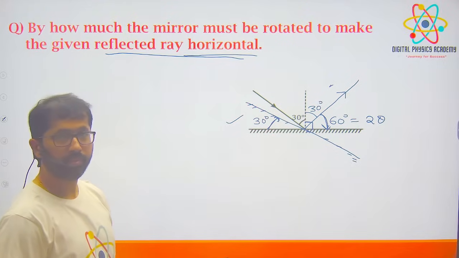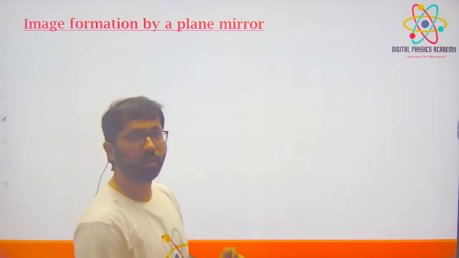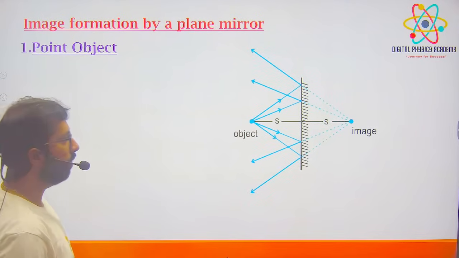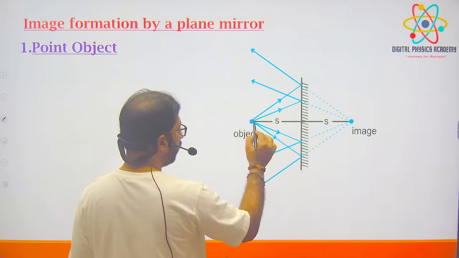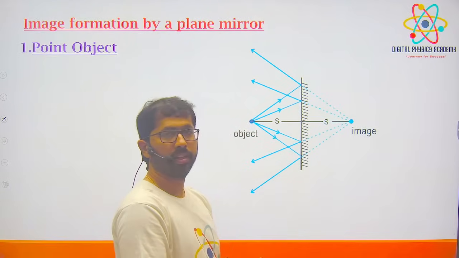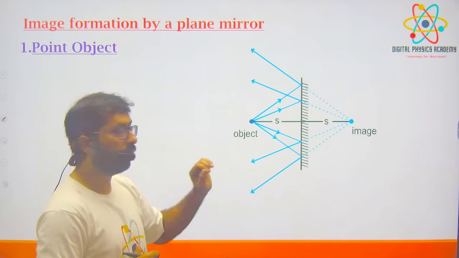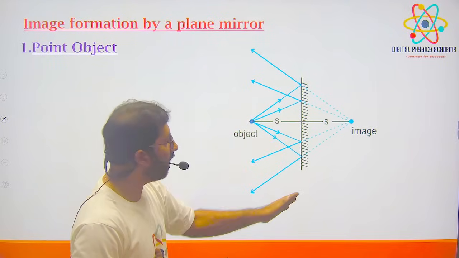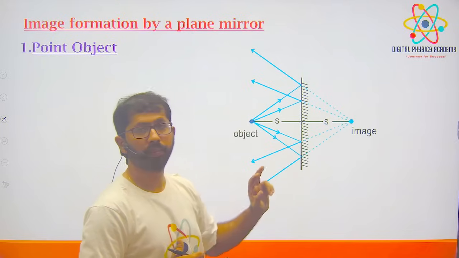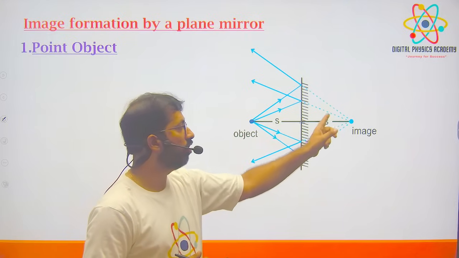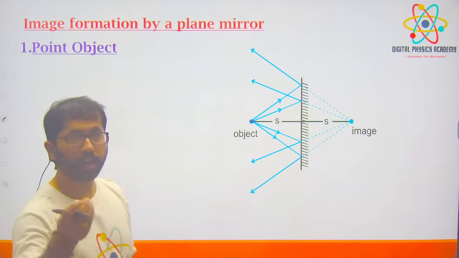Understood? Okay. Next. Image formation by plane mirror. First we'll see the point object. This is a plane mirror and I am putting the point object. You must have seen a plane mirror at home, whatever mirror we see at home is a plane mirror. When I put an object, the distance of the object to the mirror is always equal to the distance of the mirror to the image. Through a ray diagram also you can tell.